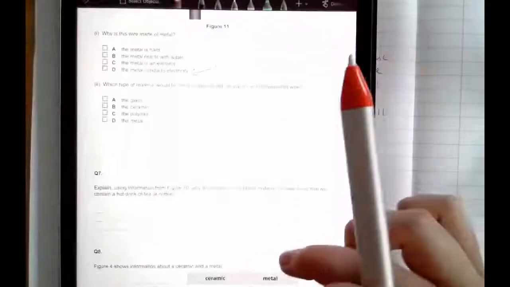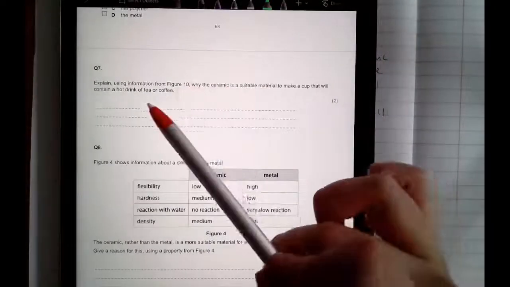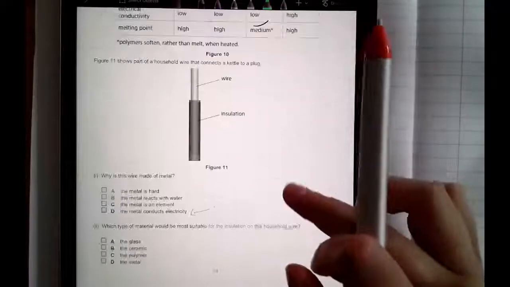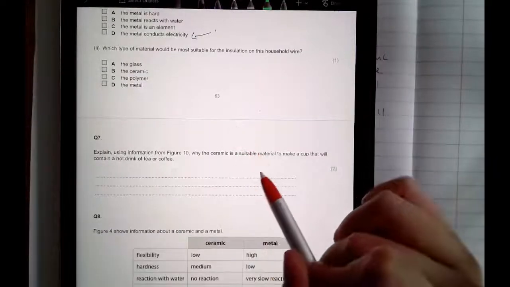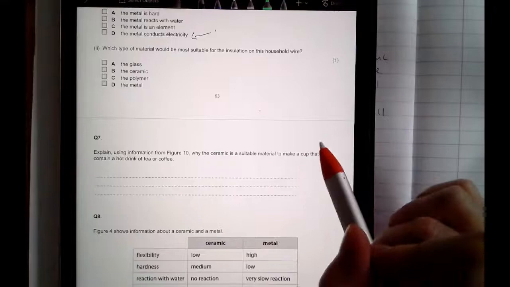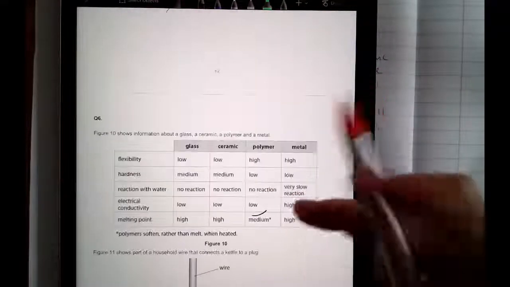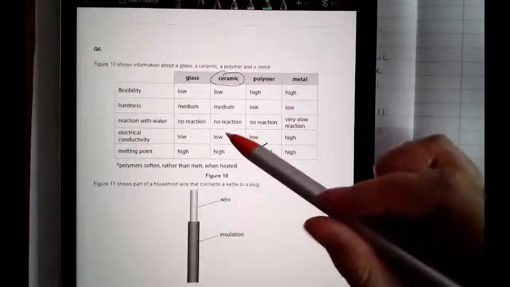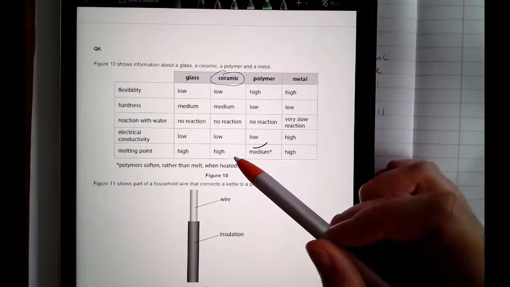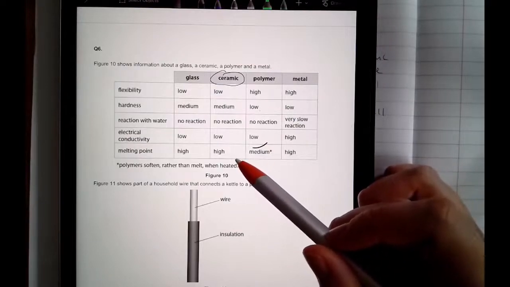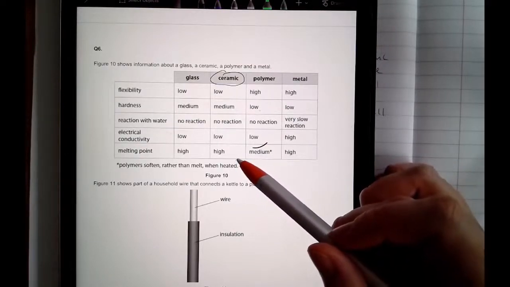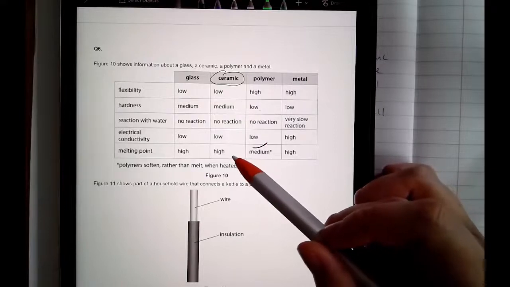And then last question I think I've got here on this. Explain using information from figure 10. So again, you're still given all of this information in that question. Why the ceramic is a suitable material to make a cup that will contain a hot drink of tea or coffee. So they're saying ceramic is suitable for making mugs. Why? Melting point is high. If you're going to put something really hot inside it, you want it to have a high melting point. You don't want your mug to melt as soon as you pour tea inside it.